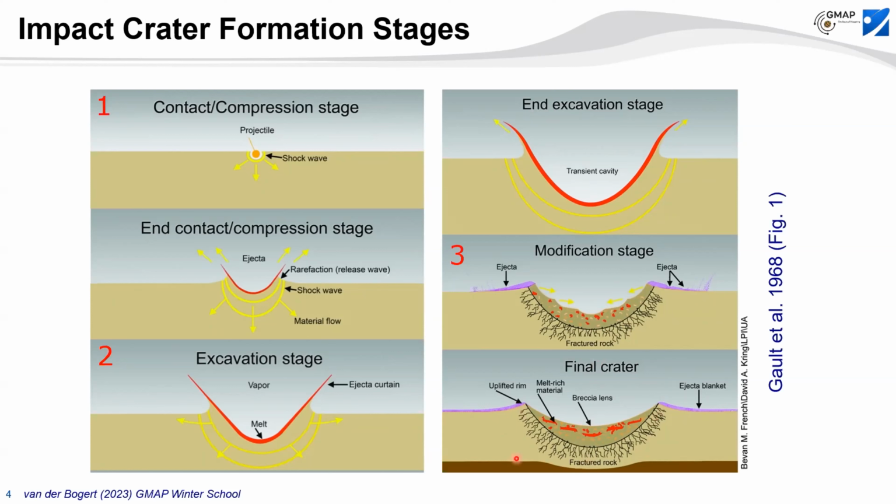And so at the end, the final crater is not as deep as a transient cavity, and it's filled with melt-rich material and breccias. At the end there's the ejecta blanket that extends away from the rim. The rim is uplifted slightly. And then, of course, there's a lot of fractured rock in the basement underneath the crater, due to the propagation of the shock wave through them. So those are the crater formation stages.